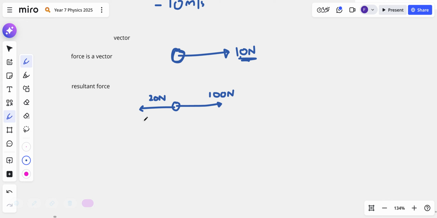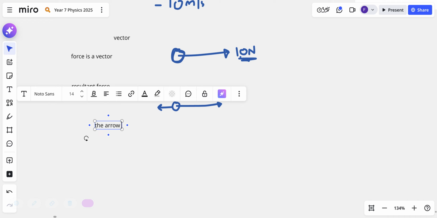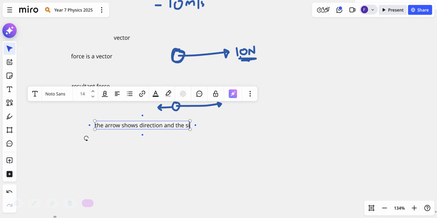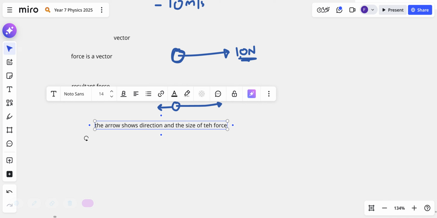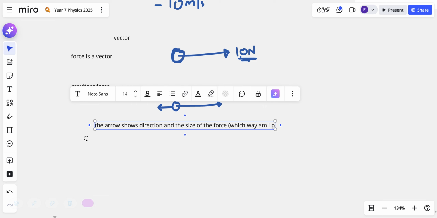Now, two things. My arrow shows the size. So the arrow shows two things: the direction and the size of the force. Not exactly, you don't have to be exact. Sometimes you do, but you won't have to for a long time. So the arrow shows the direction of the force, which means which way am I pulling, or my husky's pulling? And you show it with an arrow.